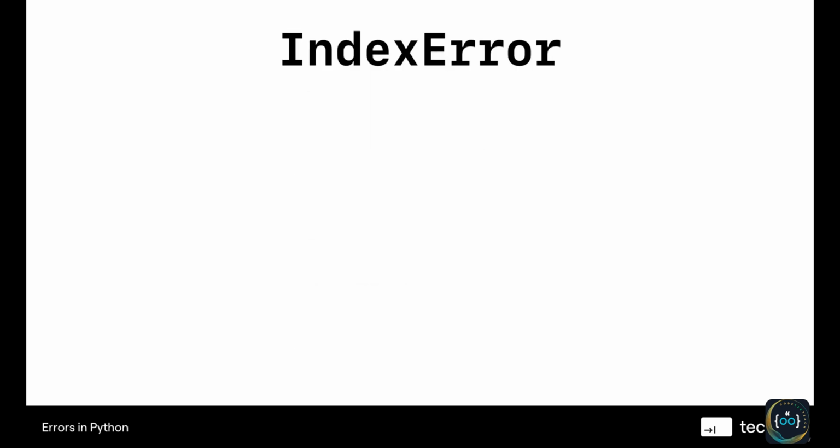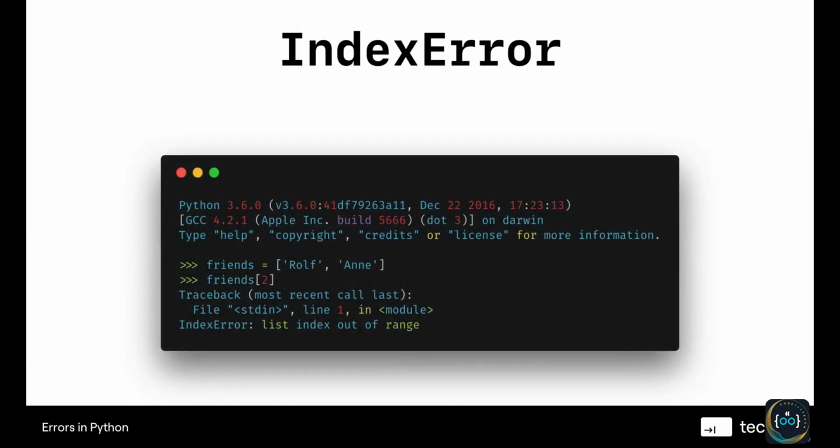So the index error. The index error happens when you do something like this. The first 3 lines, by the way, are just the Python introduction type thing when you run Python on your console. I'll teach you how to do that in a couple of sections' time. Basically, we've defined friends as Rolf and Anne, and then we've accessed friends 2. But of course, friends 2 doesn't exist because friends only has 2 things, 0 and 1. When you access friends 2, that's an index error, because you accessed an index that didn't exist. In this case, it tells you that the list index was out of range. You're trying to access 2, but you only go up to 1. And this is a type of index error.